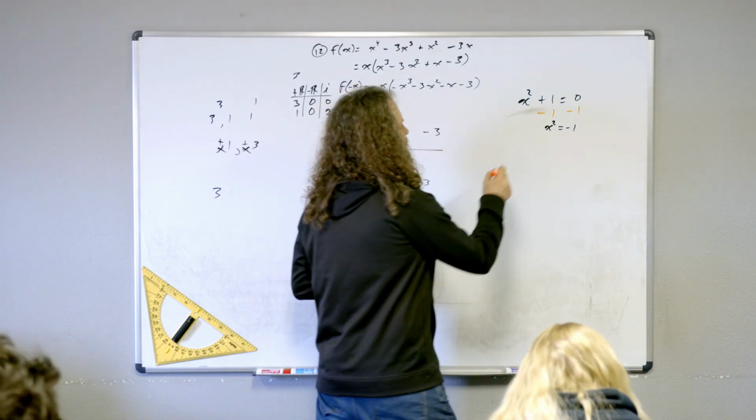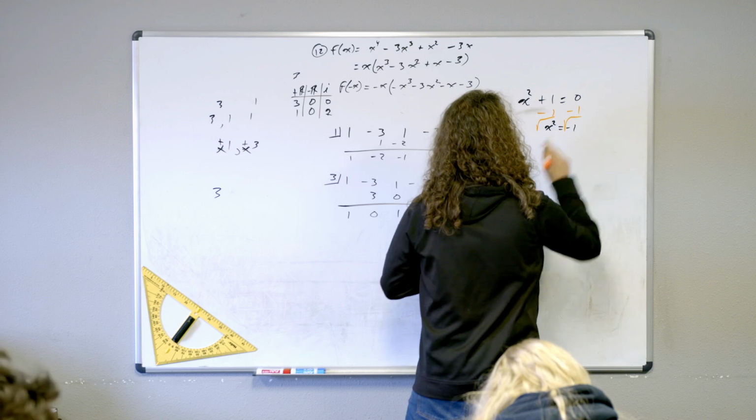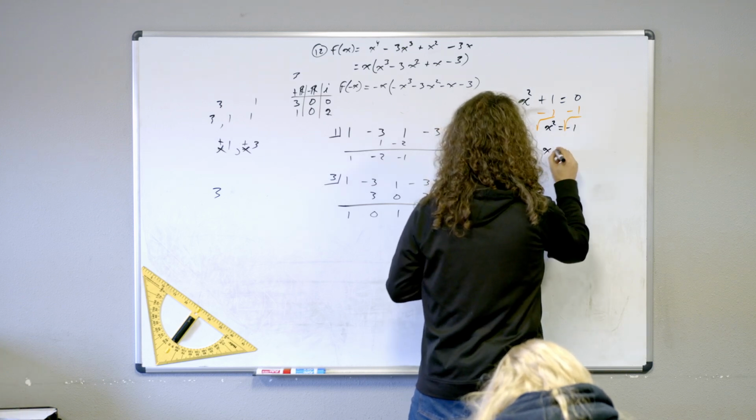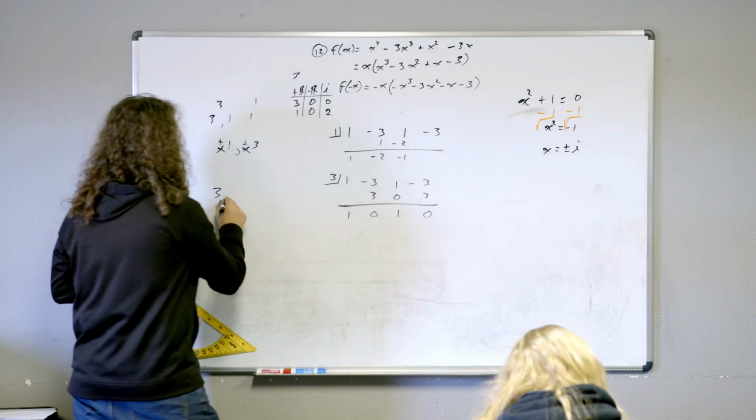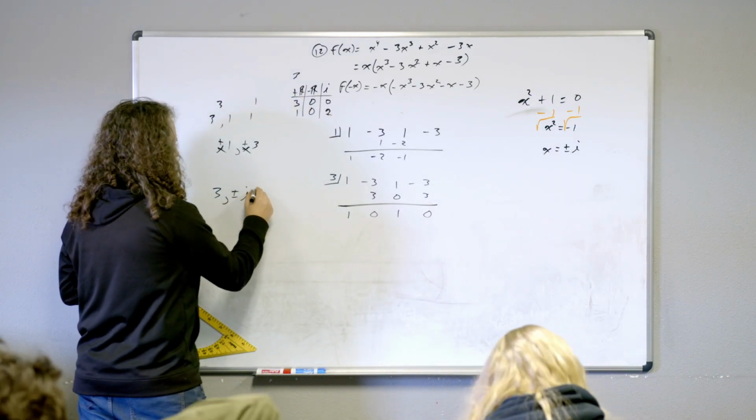The square root of negative 1. Oh no, it's i. Nope, it's plus or minus i. So the answers for the zeros are 3 and plus or minus i.